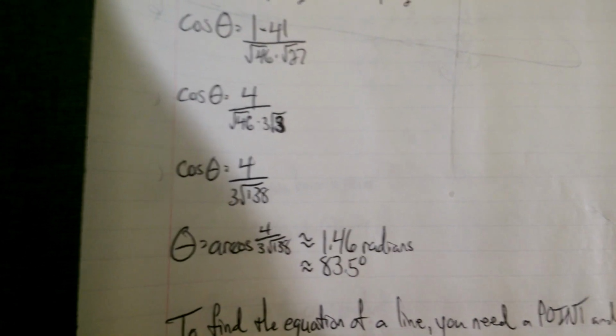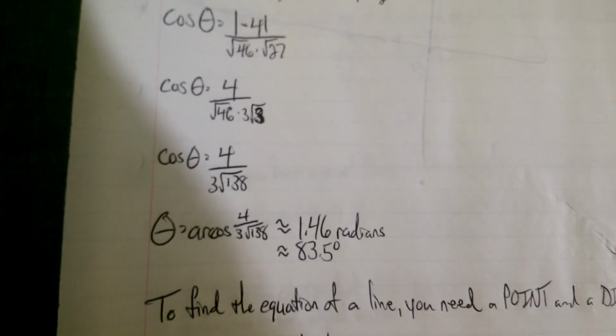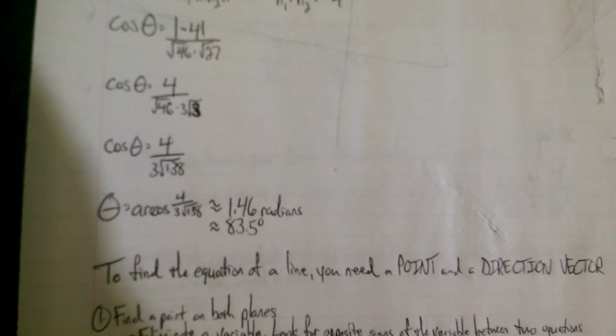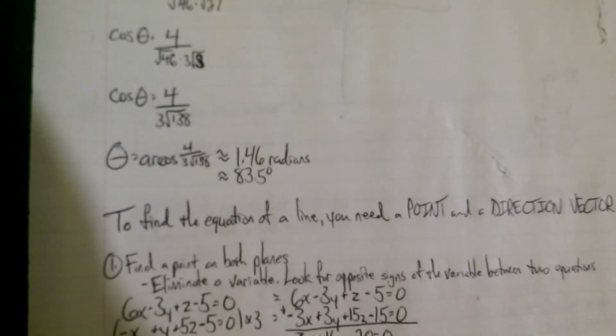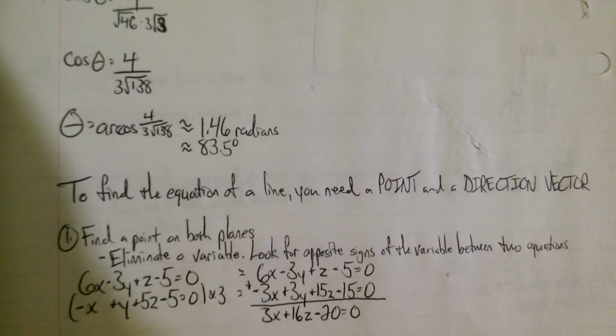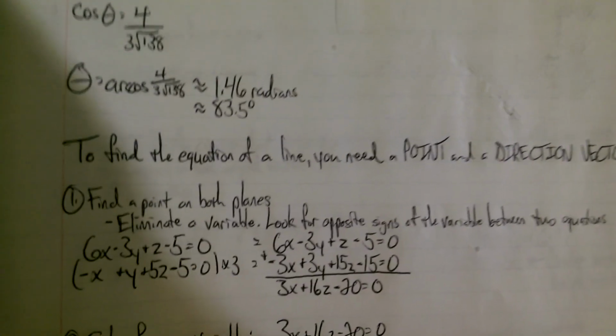Now, the second half is to find the equation of the line of intersection between two planes. I've gone ahead and broken this down step by step because this is how I like to handle these kinds of problems. As a reminder, to find the equation of a line, you need a point and a direction vector. So the first thing we need to do is find a point on both planes. To do that, we need to eliminate a variable. We want to look for opposite signs of the variable between the two equations.